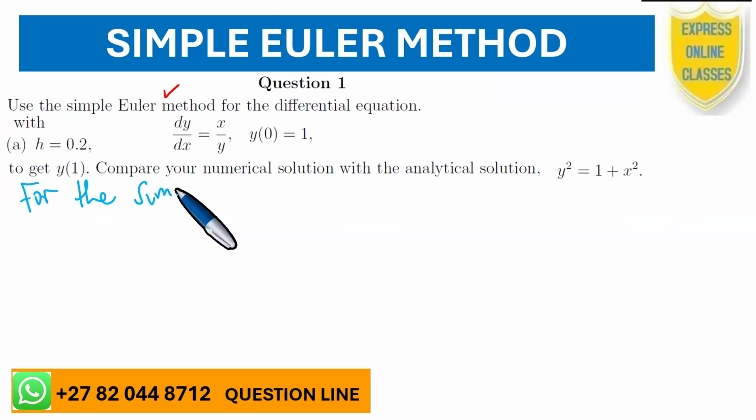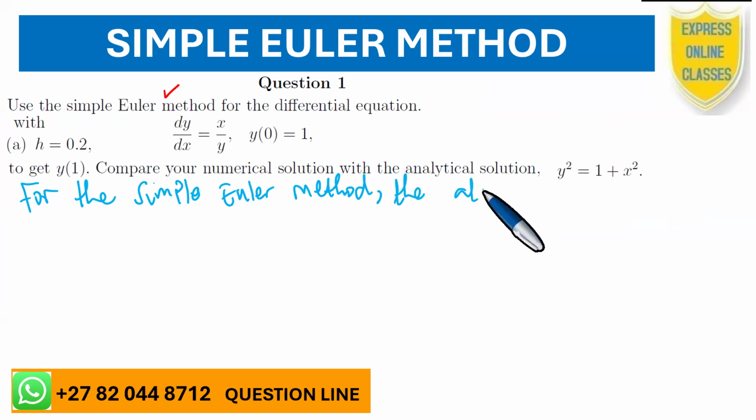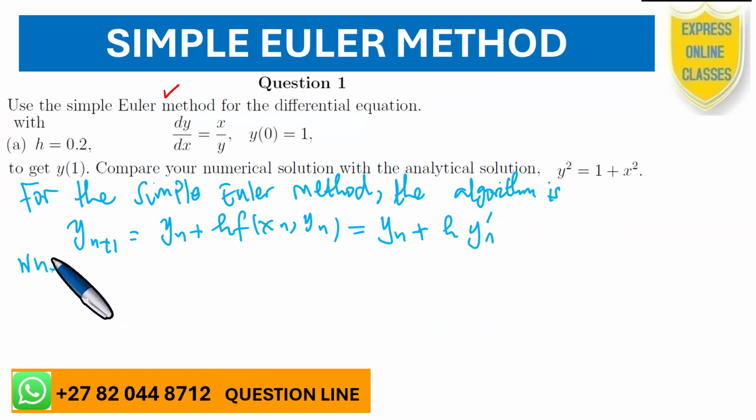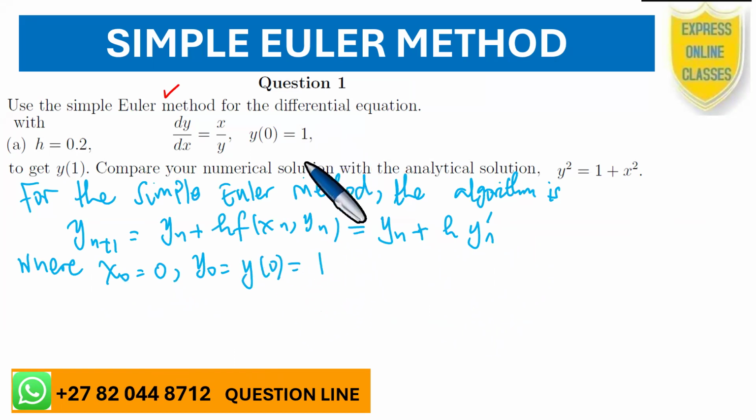So to discuss this, we take note of the following, that for the simple Euler method, the algorithm is y_{n+1} equals y_n plus h f(x_n, y_n). Sometimes you write it as y_n plus h y'_n, where x0 is 0, y0 is y at 0, which equals 1, because that's what is given.